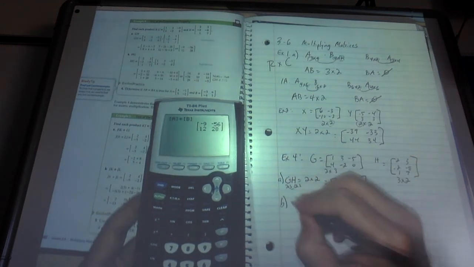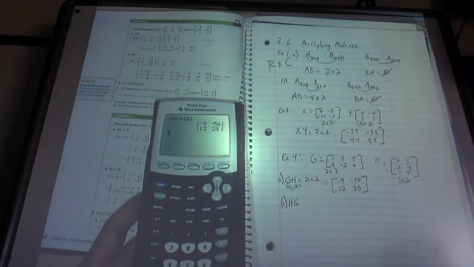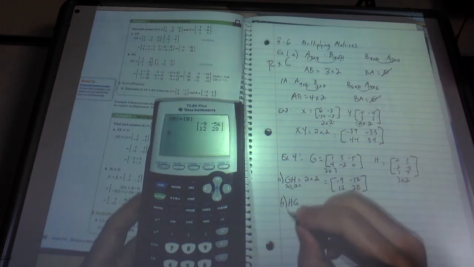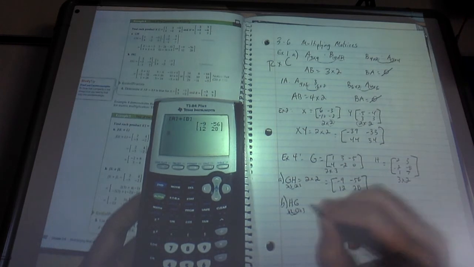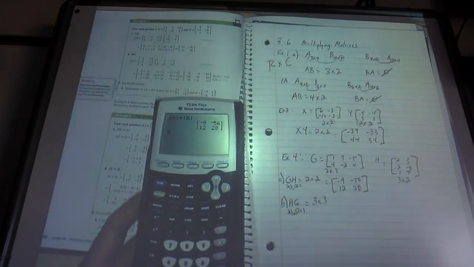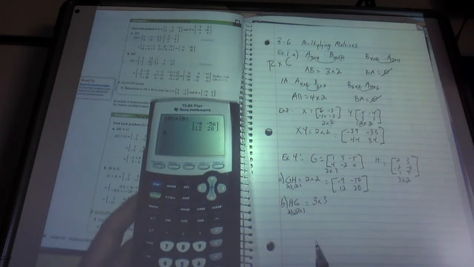Now the problem says, can we multiply H times G? Now remember, H was a 3 by 2. G was a 2 by 3. Do the inside numbers match? They sure do. I'm expecting a 3 by 3 matrix. Going to have a little bit bigger matrix here.